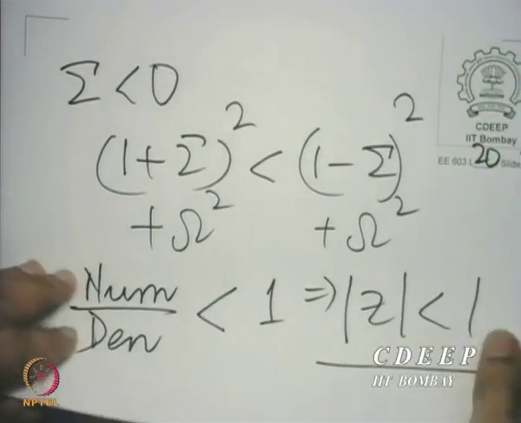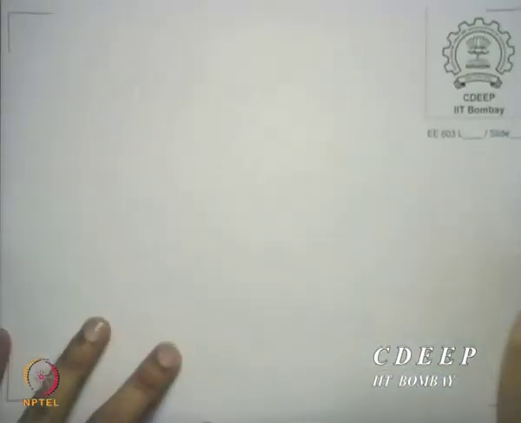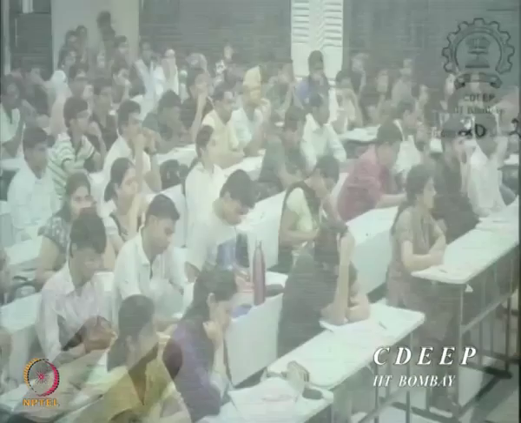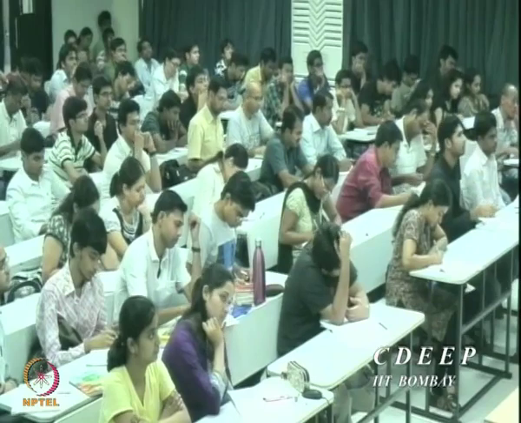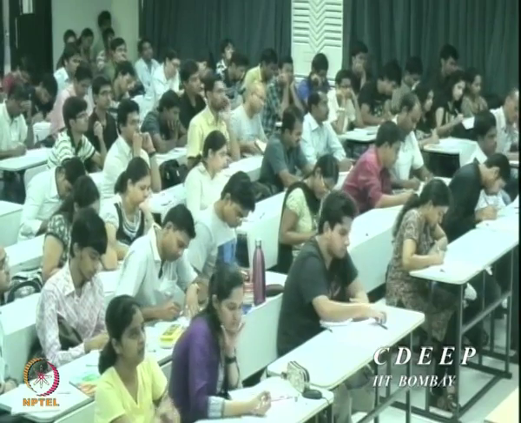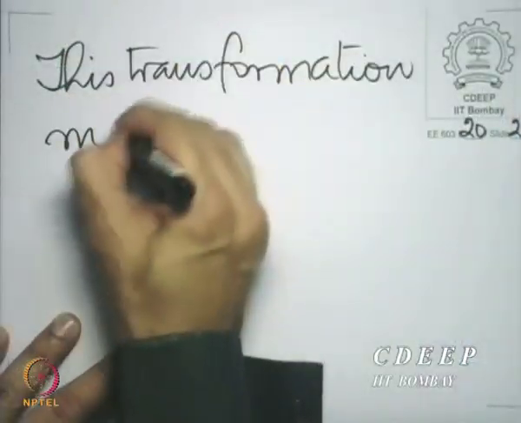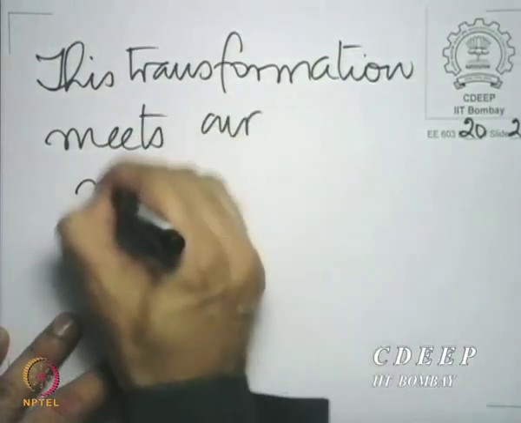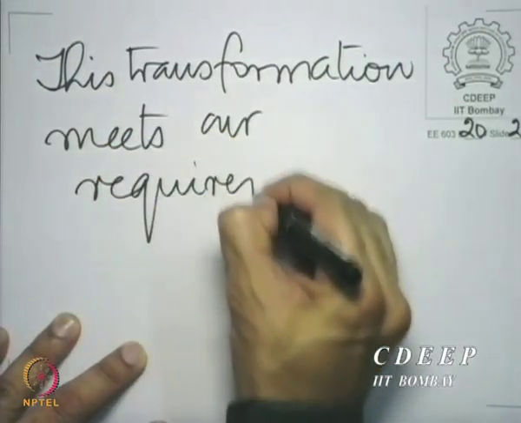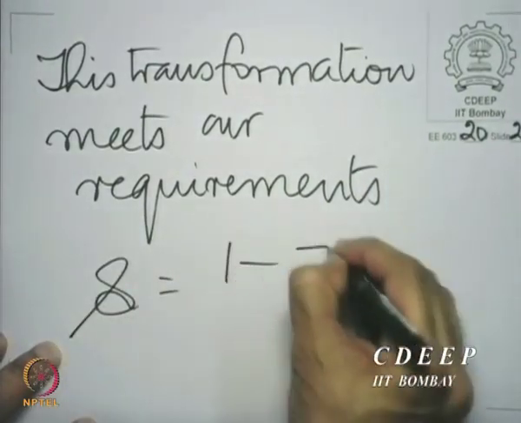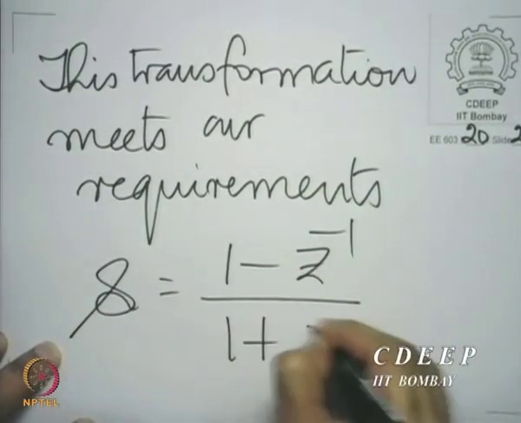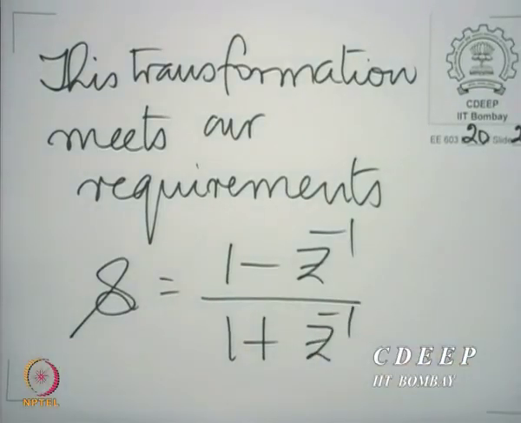So, we have luckily arrived at the transformation that we want. This transformation meets our requirements. S is 1 minus z inverse by 1 plus z inverse.